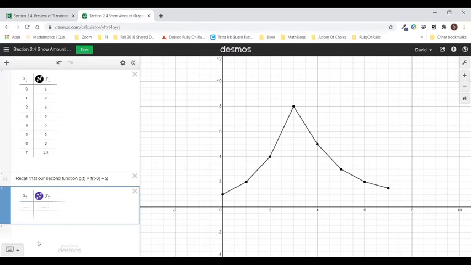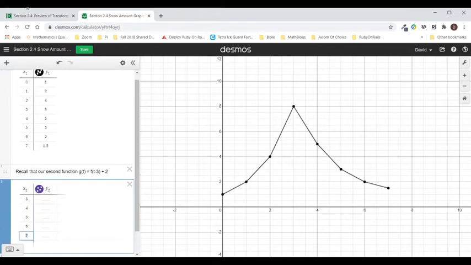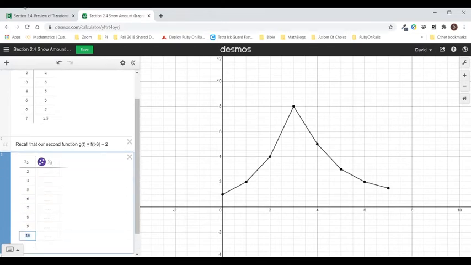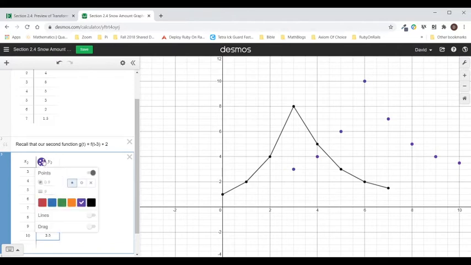So I'm going to go 3, 4, and go all the way to 10. And the y values were the other y values plus 2 each time. And so this is 3 and 4 and 6 and 10 and 7 and 5 and 4 and 3.5. And I'm going to connect up those dots.